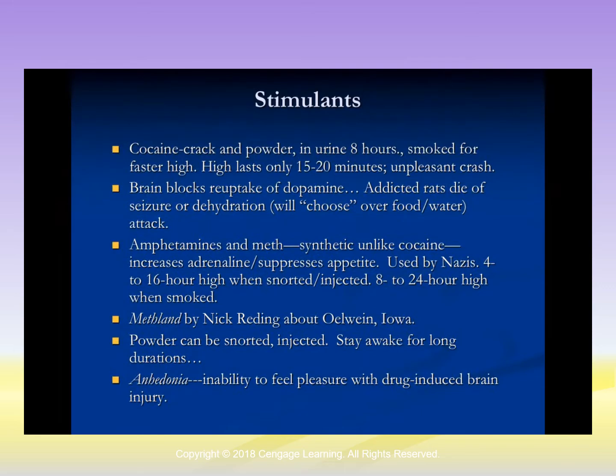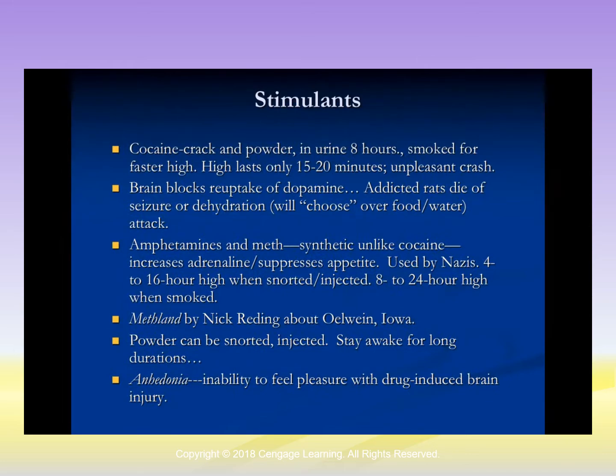Okay. So they estimate a 4 to 16 hour high when snorted or injected, so that's a big period of time, 4 to 16 hours, versus 8 to 24 hours when smoked. Okay. There are a lot of fantastic videos and books out there about methamphetamine. It tends to be present in rural towns for a couple different reasons.